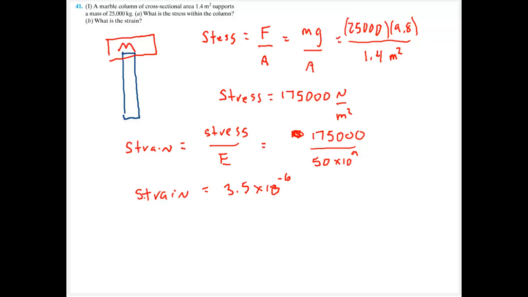And note that there are no units associated with that, because the units of newtons per meter squared canceled out with the units of newtons per meter squared here. We could also, now that we know the strain, take this a step further and say if we knew what the length of this column was, how much does the length change by when it bears that load, and so on and so forth.